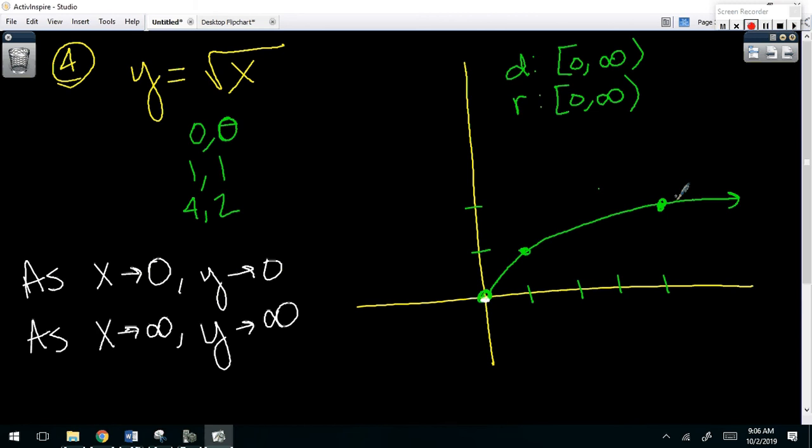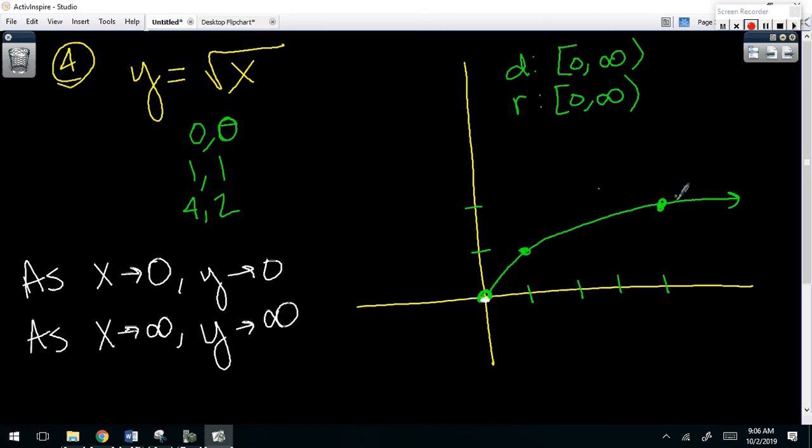Is it continuous? It is continuous. Why is it continuous? What did I tell you to say every time? Yes, it is continuous because it is continuous for every value in the domain. That's exactly right. Okay.